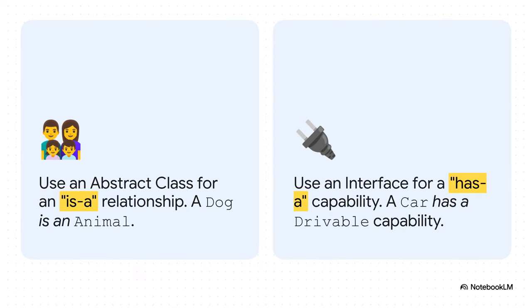You use an abstract class when you have an is-a relationship. A credit card processor is a type of payment processor. It's a fundamental identity. You use an interface when you have a has-a capability. Our credit card processor has the ability to be refunded. See the difference? One defines what something is, the other defines what something can do.